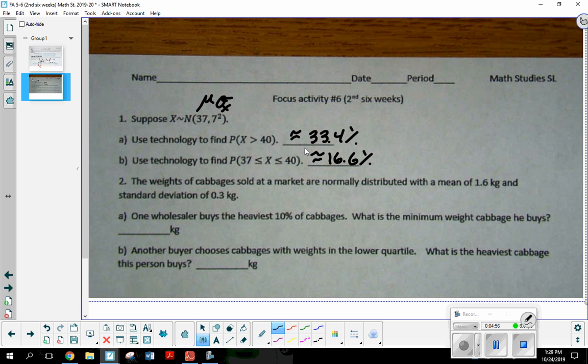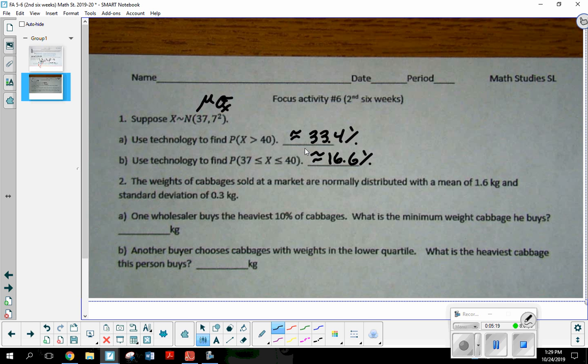Now, what about within 2 standard deviations? This one's in the 90s. A little higher. A little too high. 95%. And then within 3 standard deviations, how much of the data is below the curve? This is the only decimal.